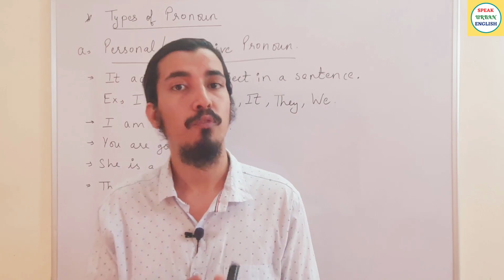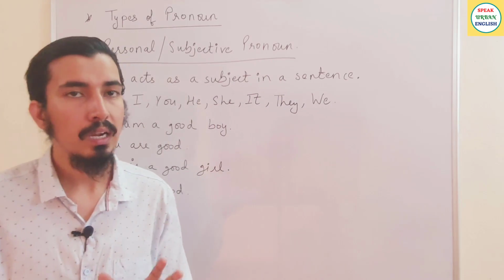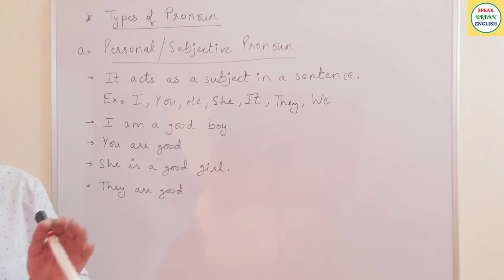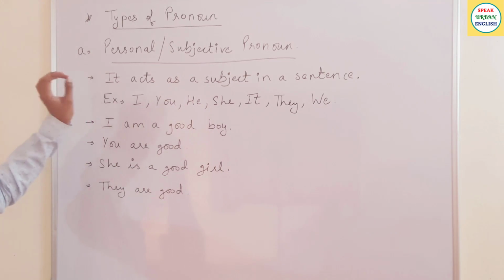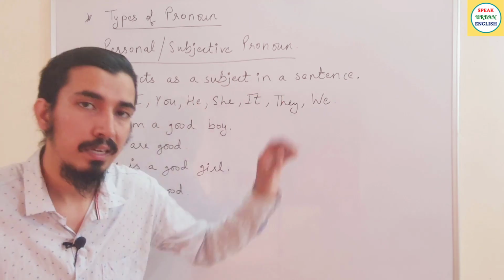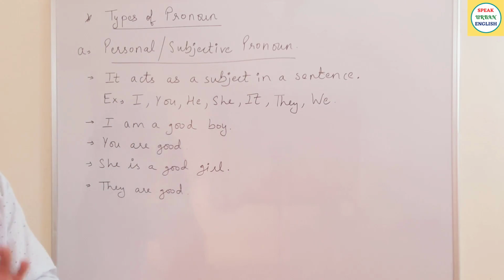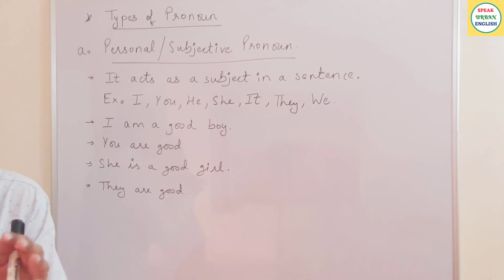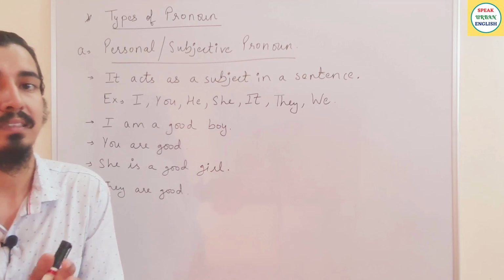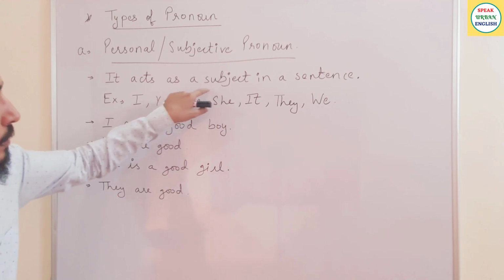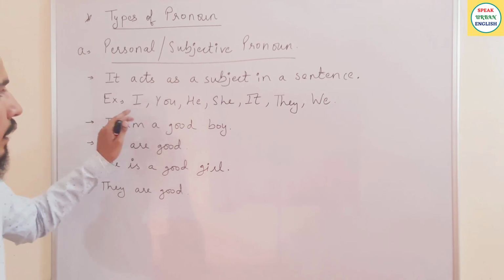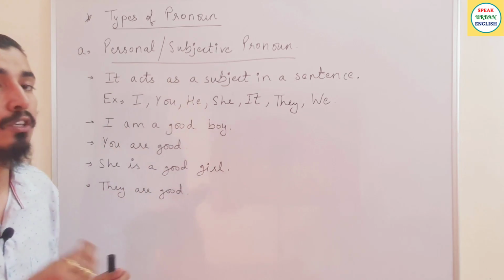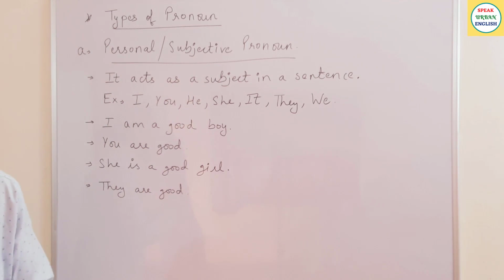The first type of pronoun is, guys, the subjective or personal pronoun. You can say either personal pronoun or subjective pronoun. They both are the same. So what's the definition? It acts as a subject in a sentence. As you can tell from the name, subjective pronoun, these words act as a subject, guys. Remember the word subject. It's very important. Examples: I, you, he, she, it, they, we. These all pronouns are used as subjective pronouns. They act as a subject.